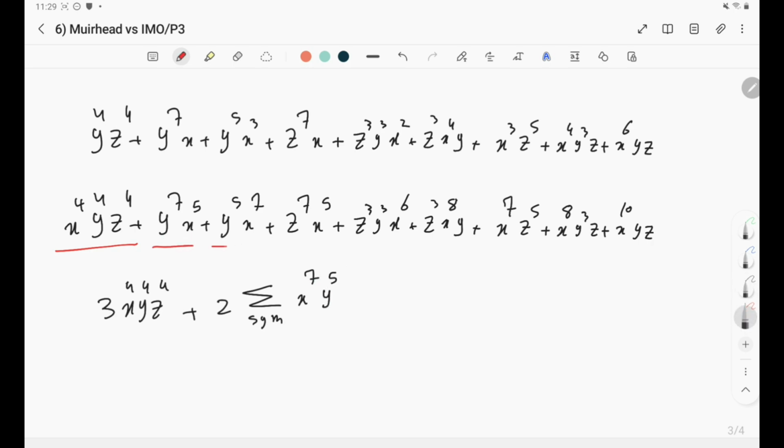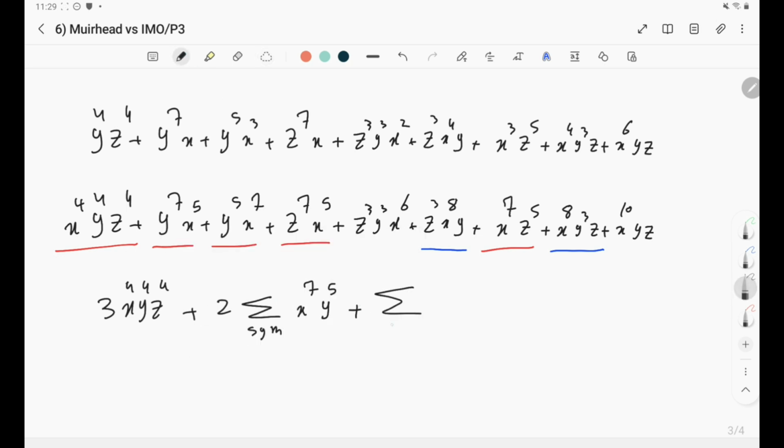And now we're done with that, with that, with that, and with that. Okay, perfect. What next? Let's see. Well, this thing looks interesting, as we have also 2 of these guys. So of course this is just going to give us 1 sigma symmetric. Let me grab this down a little. So plus sigma symmetric x to the 8 y cube z. And now we're done with these guys.